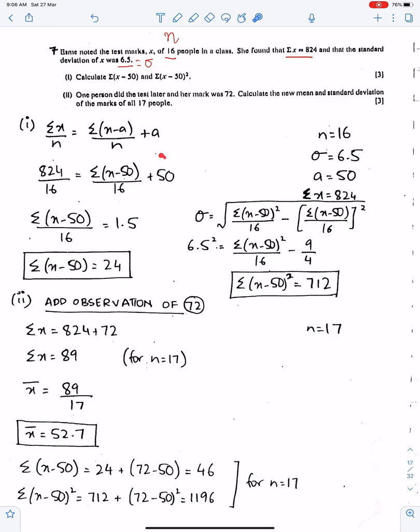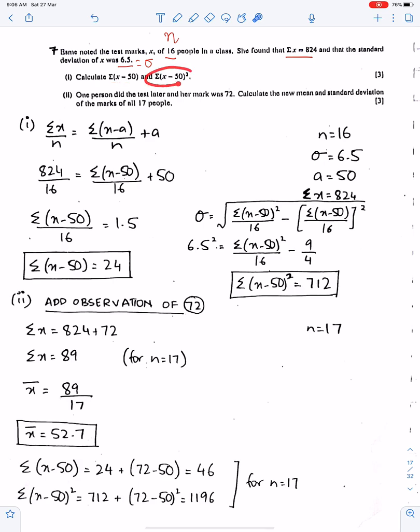By shifting 50 here and multiplying 16 here, we will get this thing, 24. When we solve this and bring 50 to the left side, we'll get 1.5. When we multiply 16 with this, we'll get 24. So that's the answer of this thing.